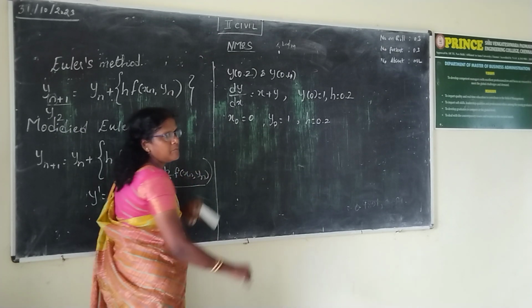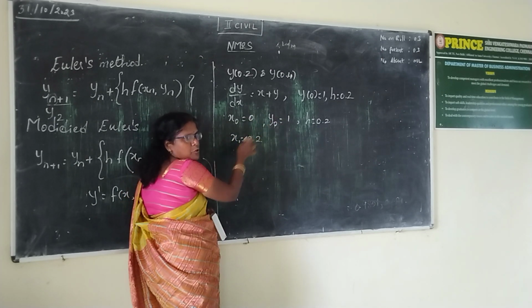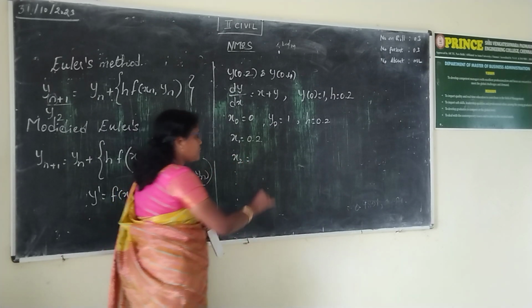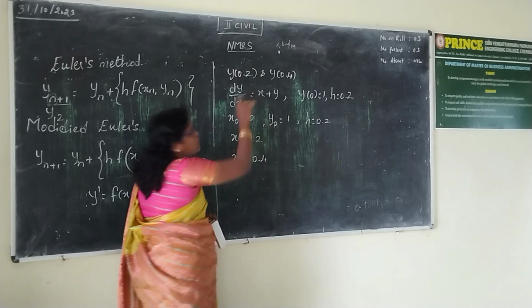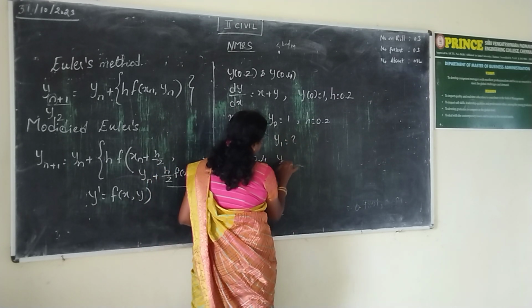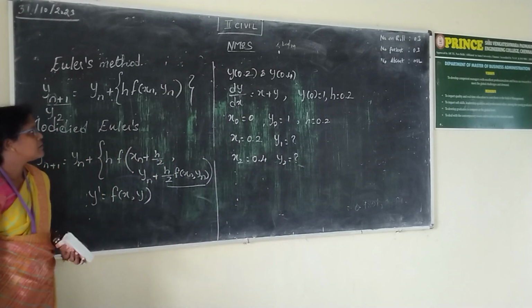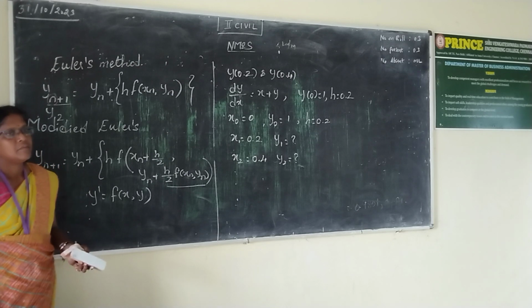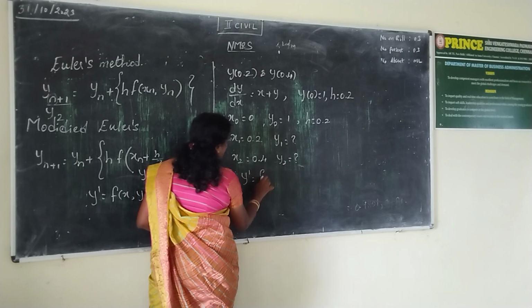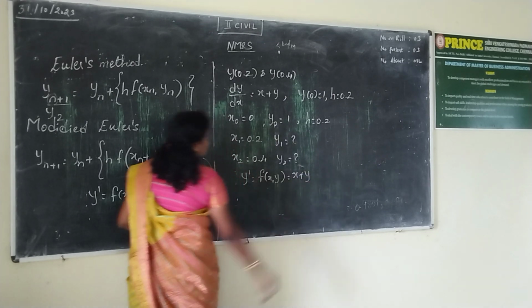So what will be x1? 0.2, because the first value is 0, and 0 plus 0.2 will give you 0.2. Then x2, 0.2 plus 0.2 will give you 0.4. That is what you are supposed to find, 0.2 and 0.4. The corresponding y values are y1 and y2, so you are going to find two of those. And what is the derivative given? Y dash, which according to our formula is noted as f of x comma y, is given to be x plus y.